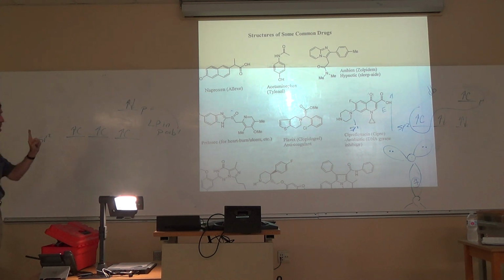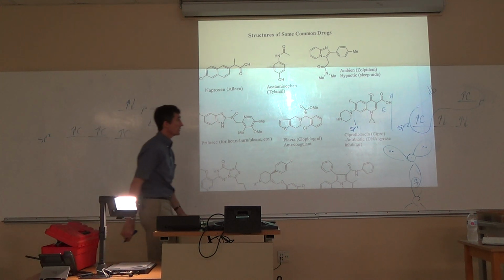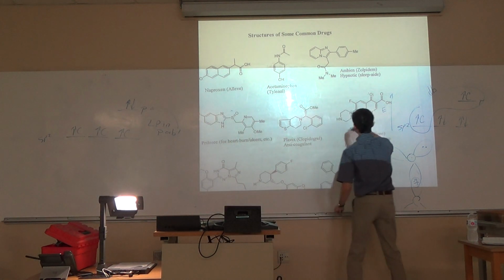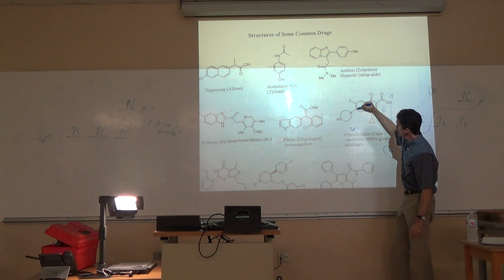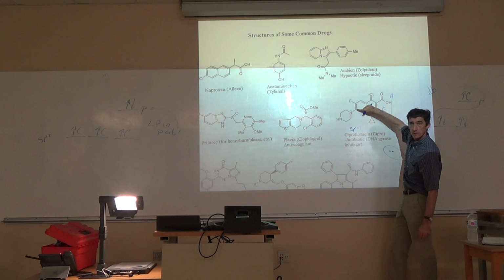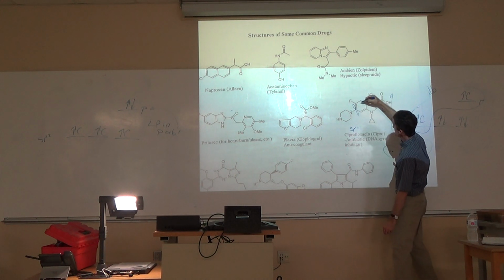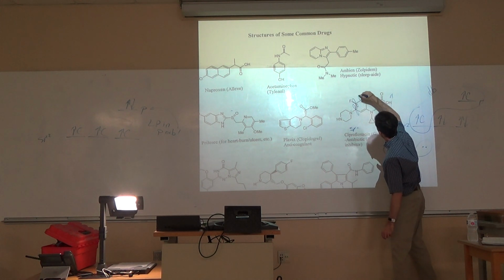Why does it want to be in a p orbital here? Because of what's next door. Look at this carbon over here. What's its hybridization? sp2. No, there's no exception here. Does that carbon have a p orbital? Yes. Actually, every carbon in the ring has a p orbital.